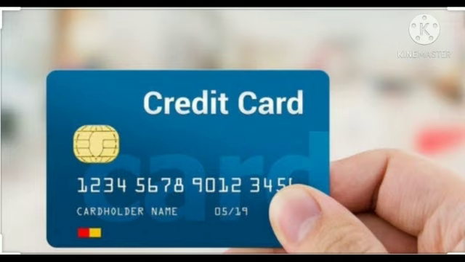When you are using a credit card, you are taking a loan. Clear? It is the same as a loan: you are purchasing now but paying later within a specific time period. Understood? And if you have not paid within the specified time period, the bank will charge interest.